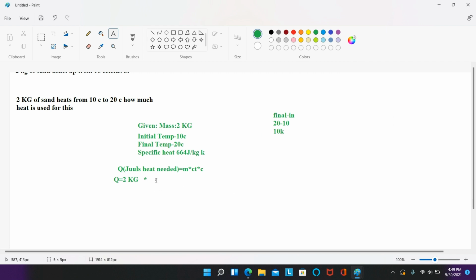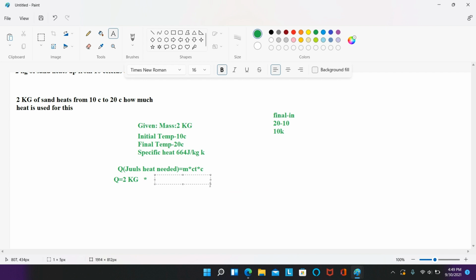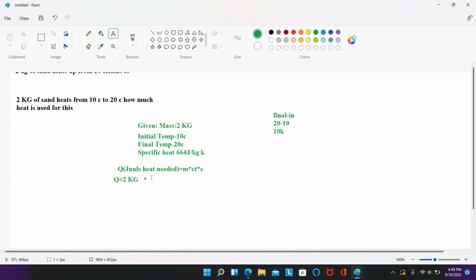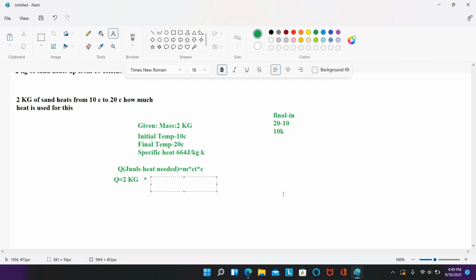All right. So now we shall write the next part. So 2 kg times. Now we know what the change in temperature is.